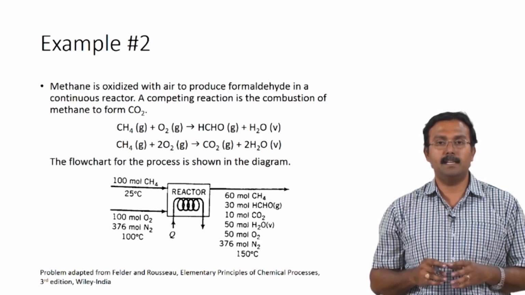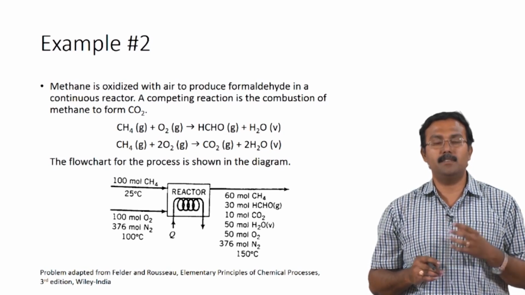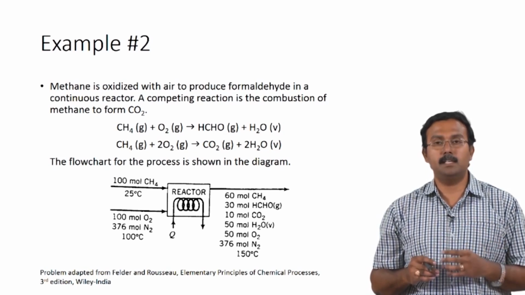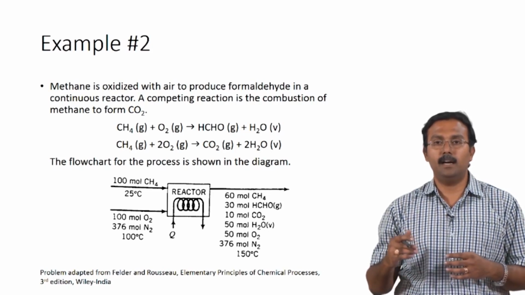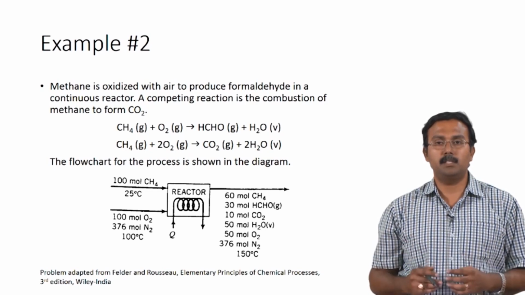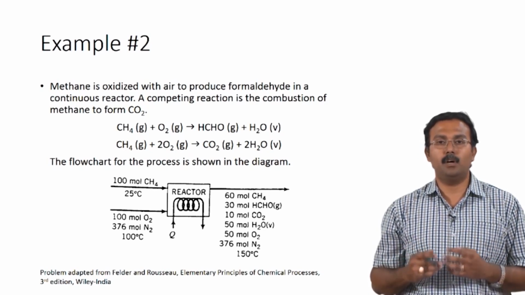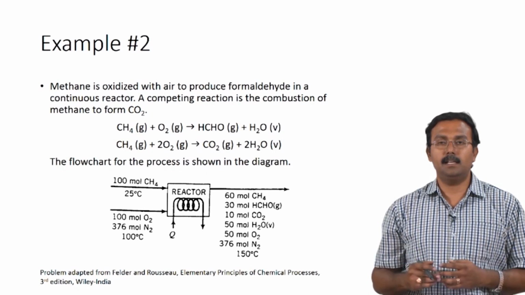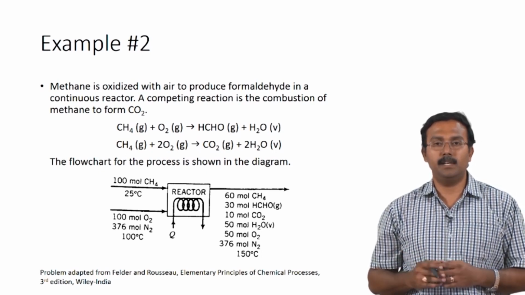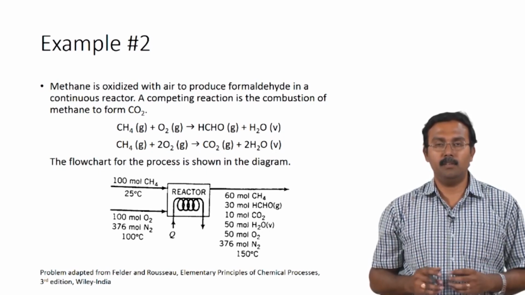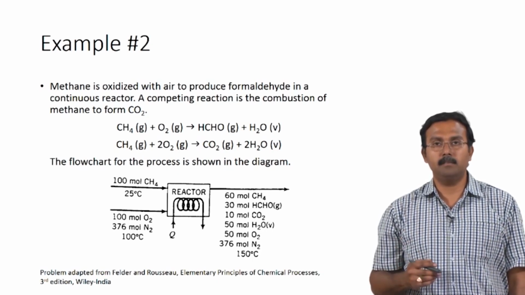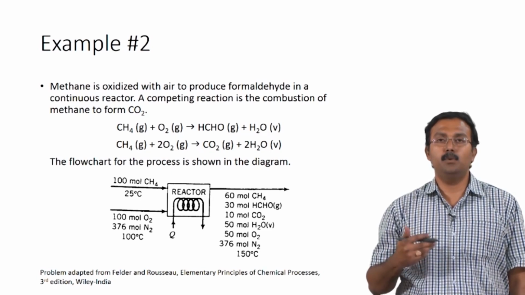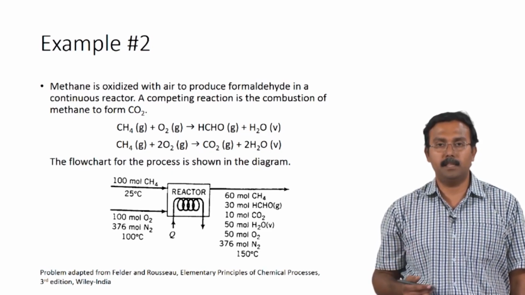100 moles of methane is entering, and you have 100 moles of oxygen and 376 moles of nitrogen entering at 100 degrees Celsius, and you have unreacted methane, formaldehyde produced, carbon dioxide produced, water vapor produced, unreacted oxygen and nitrogen which are leaving, all at 150 degrees Celsius. So, you have all the information to perform the problem. So, you do not have the heat of reaction and you have multiple reactions. So, you would prefer to use the heat of formation method.